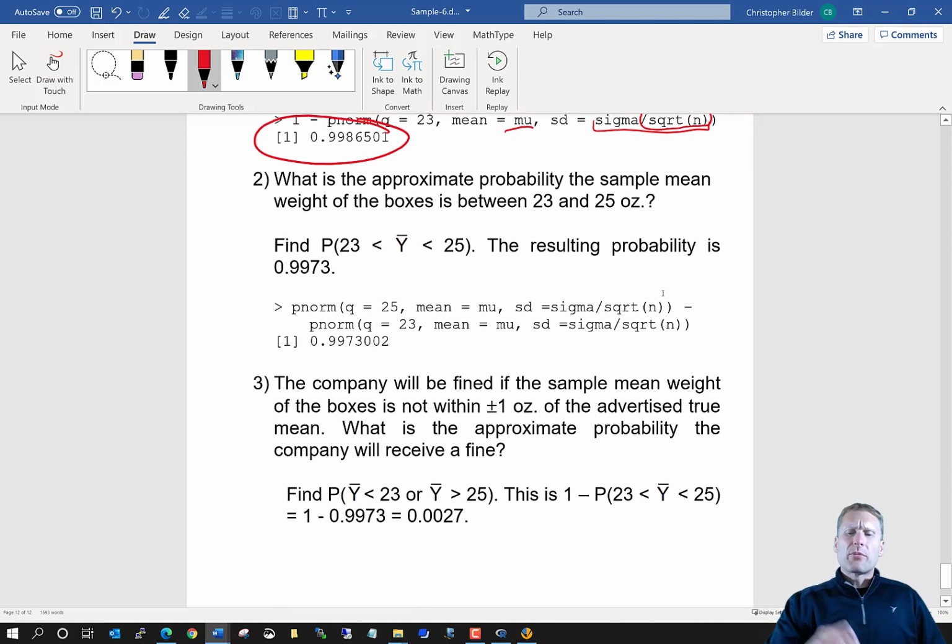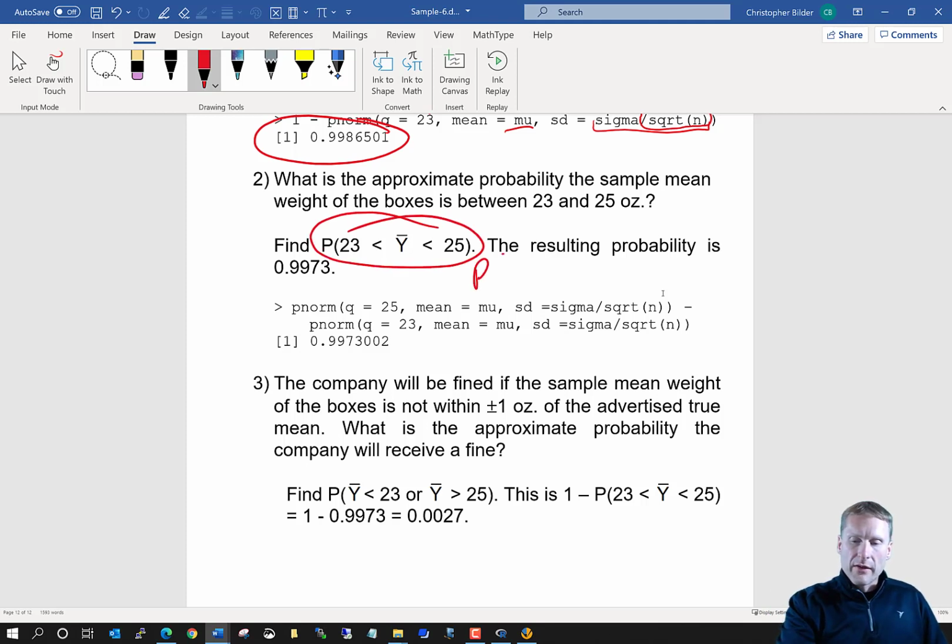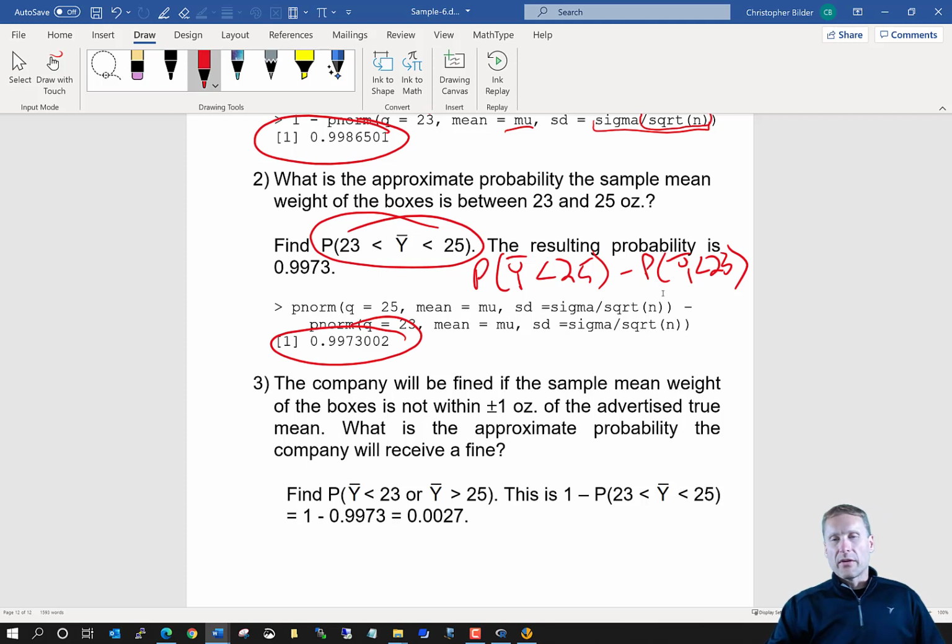Well, what is the approximate probability that the sample mean weight of the boxes is between, let's say, 23 and 25 ounces? Remember what the FDA official wants. He or she wants it to be within 1 ounce. And so to find this particular probability, we again break things up into 2 parts, like what we've done before. Then we use the pnorm function, and we get a very high probability.